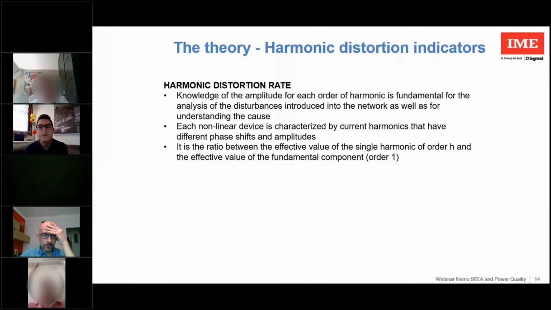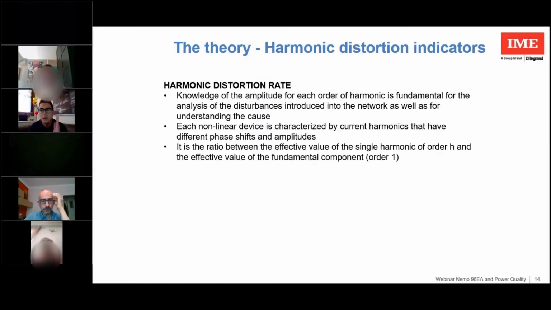We therefore arrive at the harmonic distortion rate. It's fundamental for analyzing the disturbance introduced into the network and understanding the causes. The values are in percentage and are the ratio between the value of the single harmonic and the fundamental.